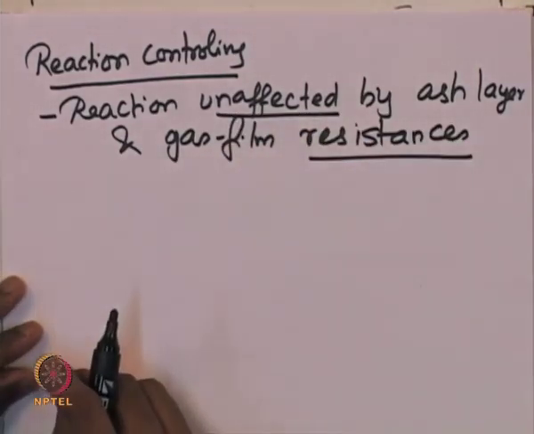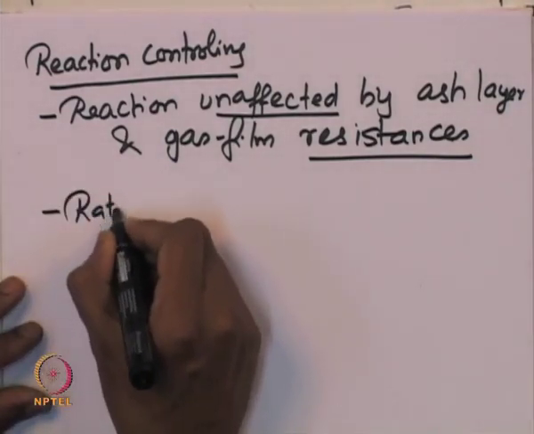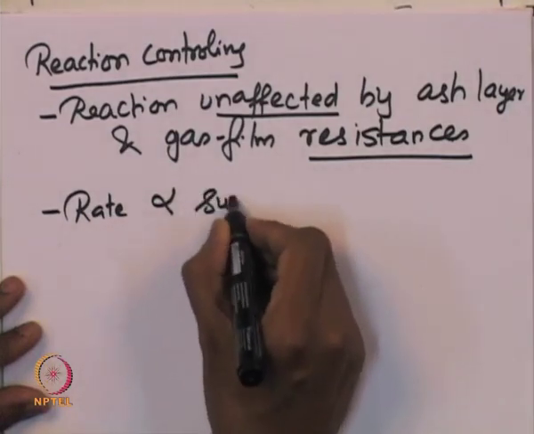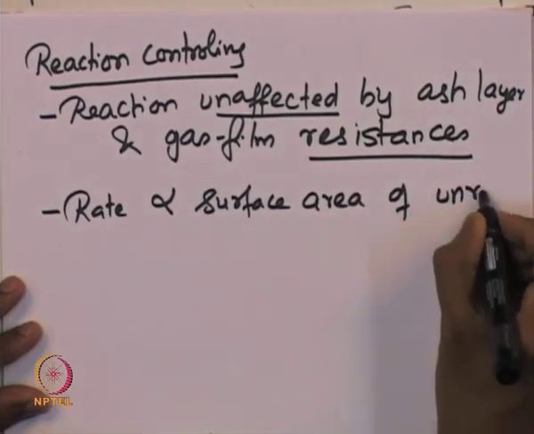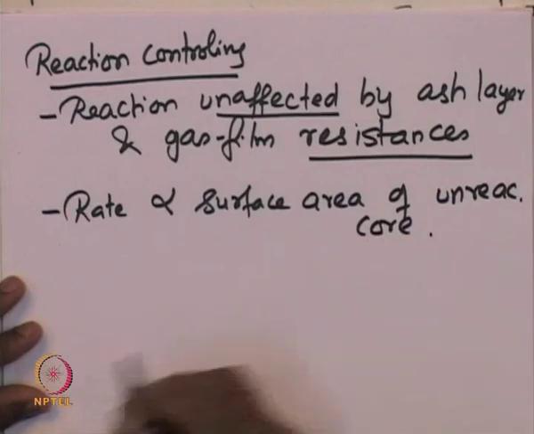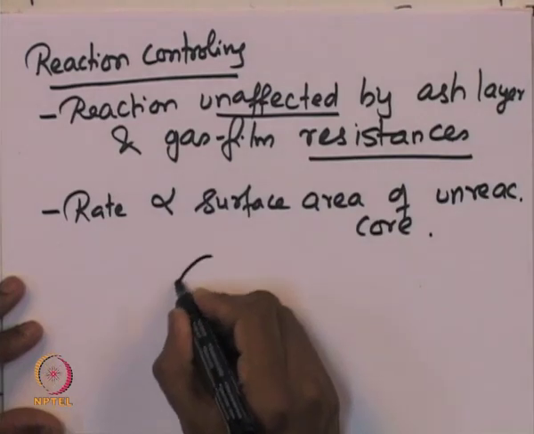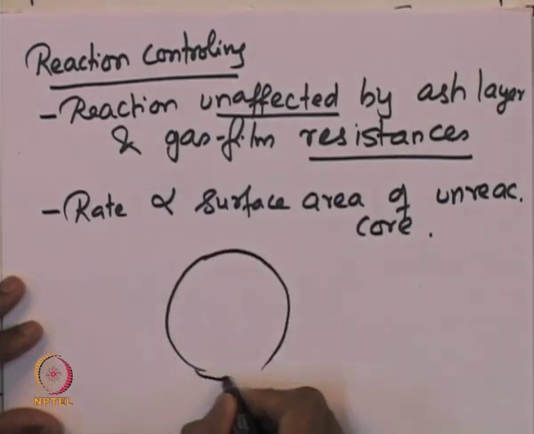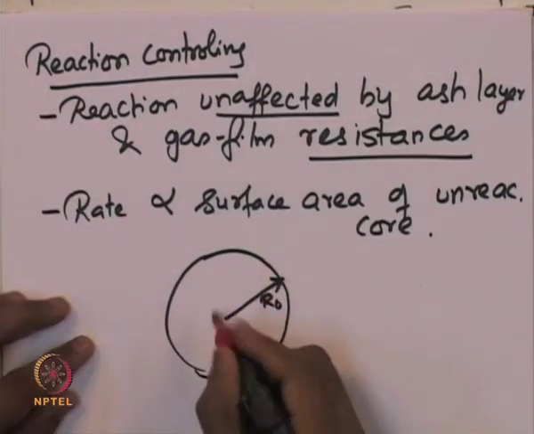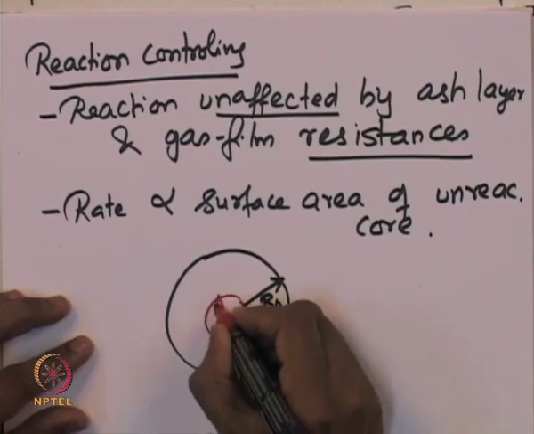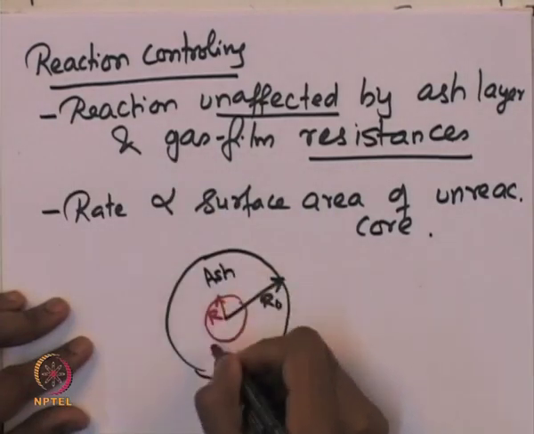So, this is unaffected by the ash layer and gas film resistances, and it also suggests that the rate should be proportional to the surface area of the unreacted core. So, suppose we depict the particle. Here is a particle, the initial radius of the particle is r naught, the unreacted core at any time t is r, and the ash layer present around it is between r and r naught.